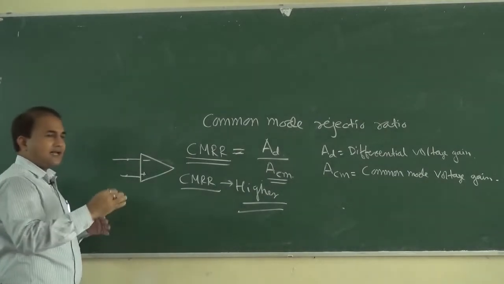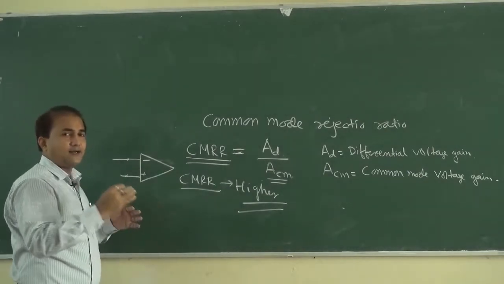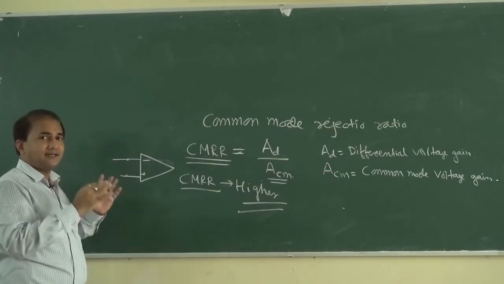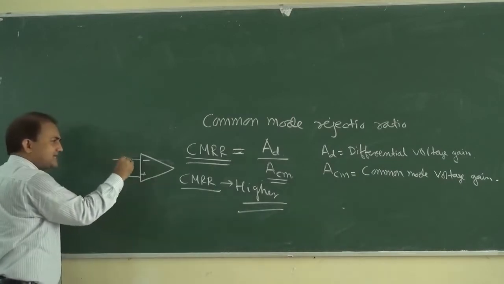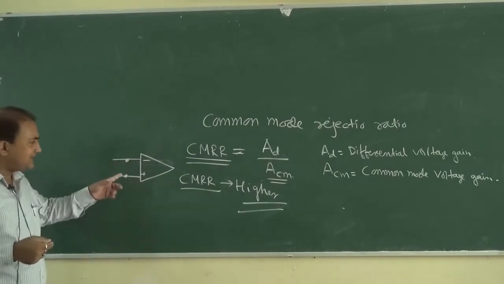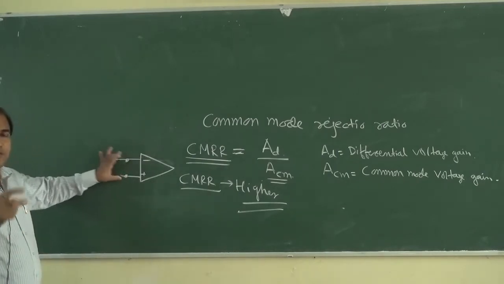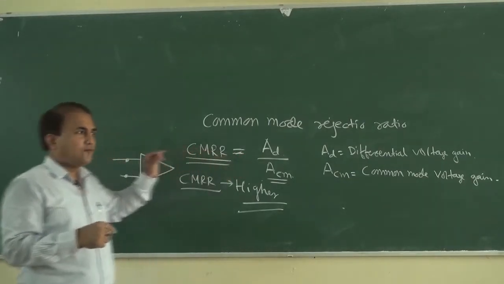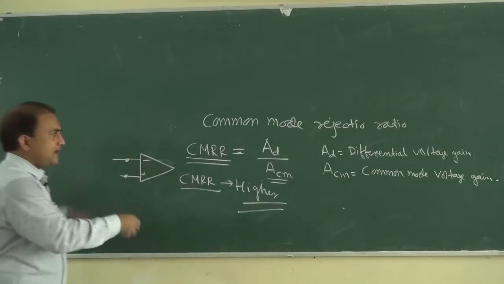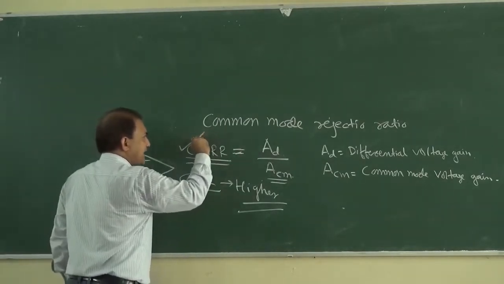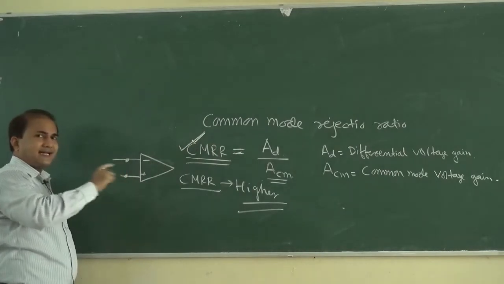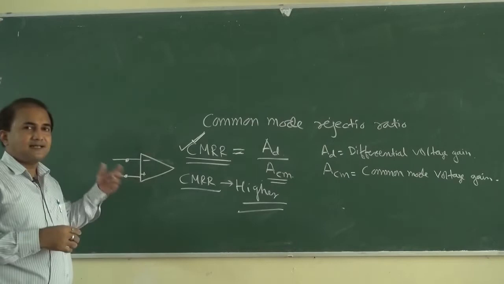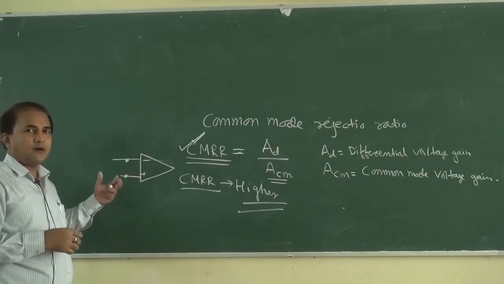So we are choosing higher value of CMRR in an operational amplifier to reject the common mode signal, that is, to reject the noise. The magnitude of noise at this terminal and at this input terminal are both the same, so both will be considered as common mode signal. For a higher value of CMRR, it will reject the common mode signal, that is, it will reject the noise. So this is the significance of CMRR in operational amplifier.